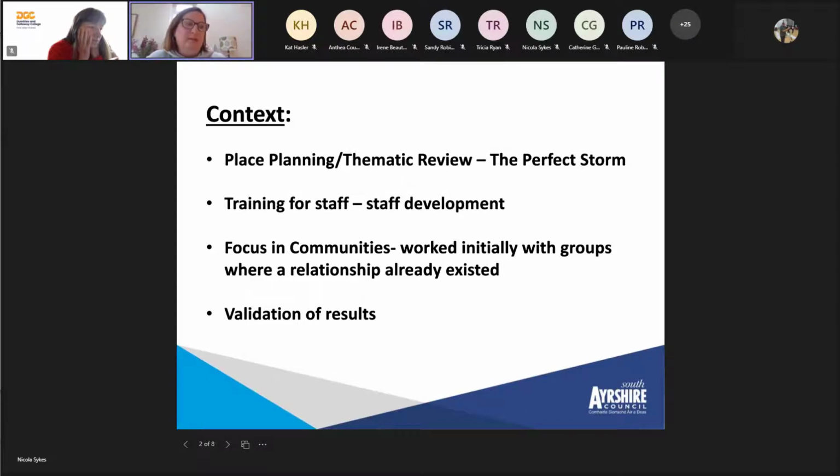We focused in the communities initially with groups where there was a relationship already in place, and we already had a working relationship established with local community groups. But at the same time, as was mentioned in the previous presentations, the Place Standard Toolkit was put online, and we also did a few development sessions with staff of the council who lived in those local areas, so we were getting another feedback from another group on the area.